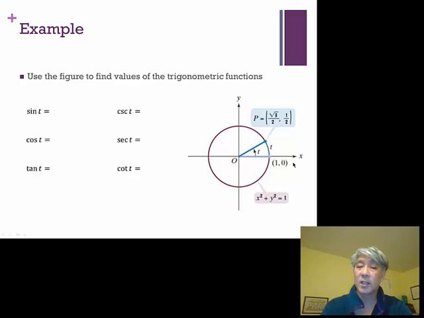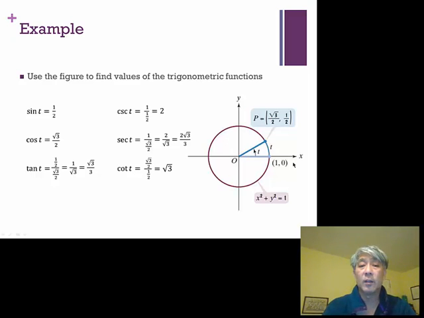Okay? Just look at the x values and the y values. If you need to go back to the previous slide, go ahead and do that, okay? So, looking at this, the y value and the x value are sine and cosine. I can get the tangent by doing sine divided by cosine, or y divided by x.